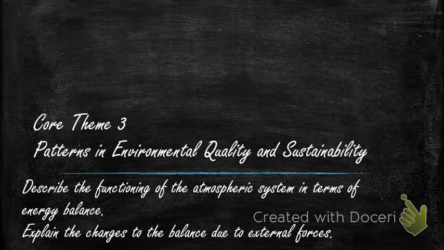Hey there. This will be a short presentation describing the functioning of the atmospheric system and how external forces can change the existing energy balance. This is part of our core theme 3, Patterns in Environmental Quality and Sustainability. The objectives are to be able to first describe the functioning of the atmospheric system in terms of energy balance, and second, explain the changes to the balance due to external forces.